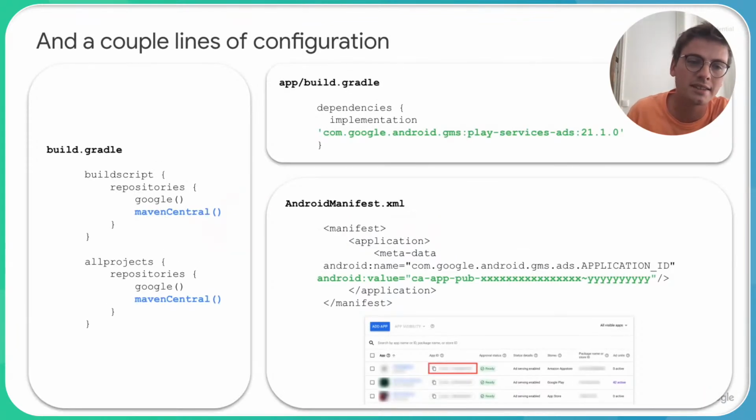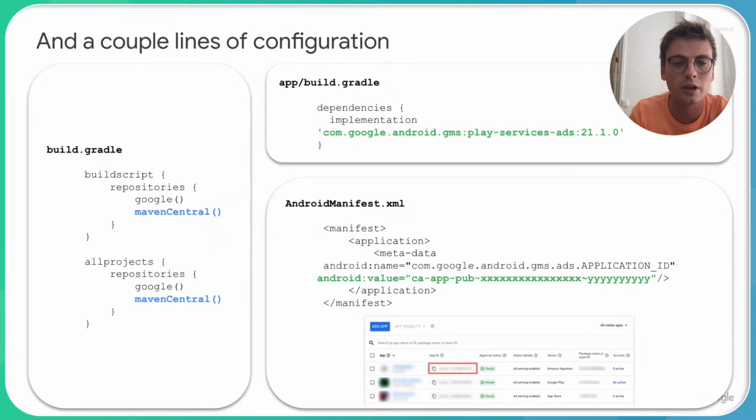To get started, what you need to do is update three files. Those are configuration files. If you're an Android developer, you're probably familiar with them. If you're not an Android developer, it's okay, because you just need to copy and paste those few lines of code, and they will just tell your app that you want to use the Google Mobile Ads SDK.